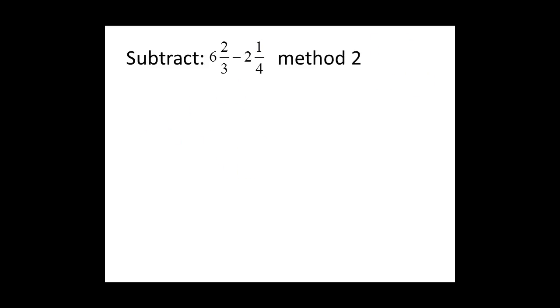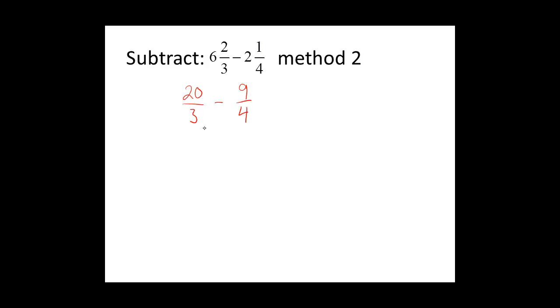Now we will do this same problem using method 2. Method 2, we change to improper fractions and then subtract. 6 and 2/3, we will change this to an improper fraction. Multiply the whole number times the denominator and add the numerator. 6 times 3 is 18, plus 2 is 20, keeping the denominator 3. 2 times 4 is 8, plus 1 is 9, over 4.